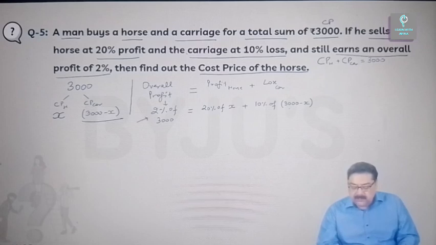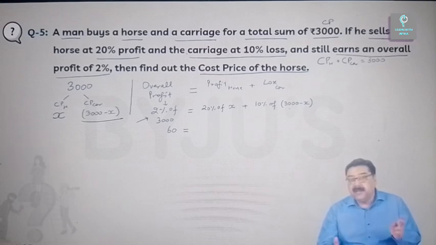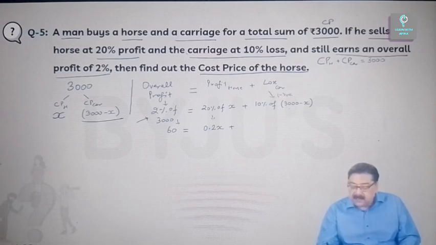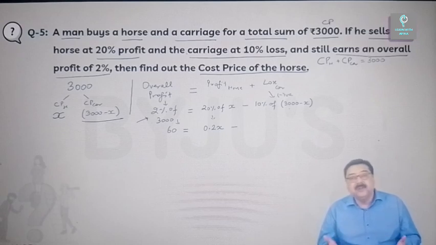So 2% of 3000 happens to be rupees 60. Take 3000, 1% will mean take out 2 zeros. Left over is 30. So 1% is rupees 30. 2% is rupees 60. So 20% of X can be written as 0.2 times X plus 10% of 3000 minus X. Now, this 10% of 3000 minus X has to be a negative figure. Why? Because loss means you have lost money. So that has to be negative. So instead of using plus symbol here, we will make use of negative symbol. Because one is profit, the other is loss, and loss is always negative.